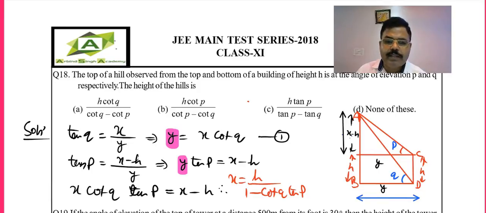and y tan p is equal to x minus h by this. Now if I convert cot q as 1 by tan q, then this is tan q minus tan p, and h tan q. If I convert this tan into cot, 1 by cot, then this will be cot p minus cot q, and in numerator it will be also cot p. So h cot p and cot p minus cot q, so b will be the right answer. That will come further, h cot q cot p upon cot p minus cot q, and therefore answer will be b.